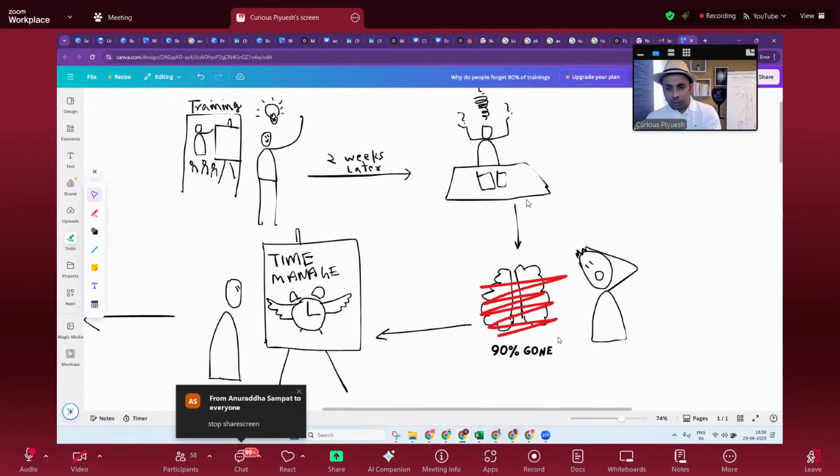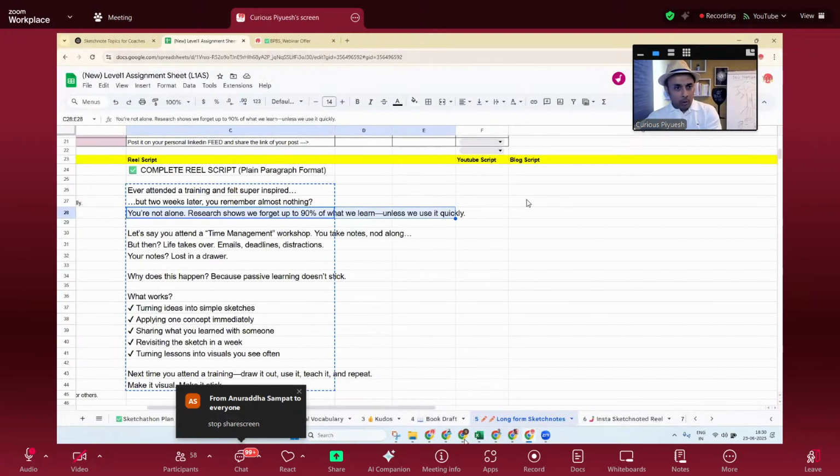So I'll be showing this picture now. So what is the dialogue here? Let's say you attend a time management workshop, you take notes, nod along. But then life takes over: emails, deadlines, distractions, your notes lost in a drawer.